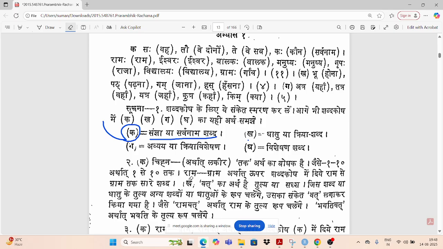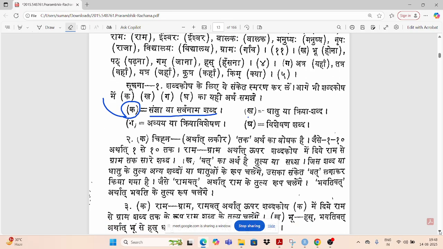if I say Rama till grama, Ramavat chalenge, then it means all the words from Rama till grama, like Ramaha, Ishwaraha, Balakaha, Manushya, will be undergoing similar modifications, like Ramaha, I mean, like Rama. Same goes for the dhatus. We will have similar modifications for the dhatus.